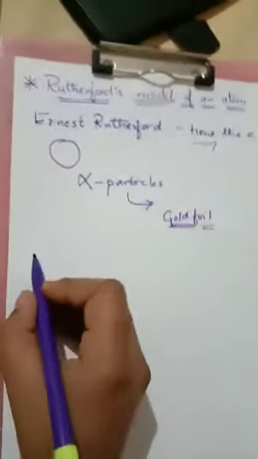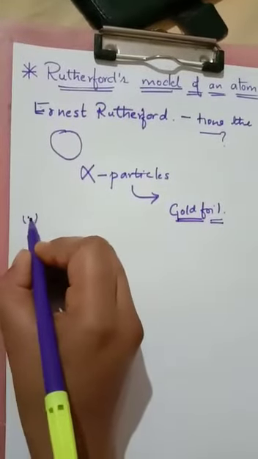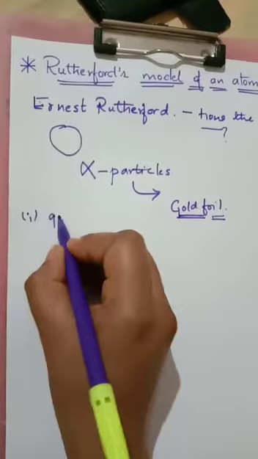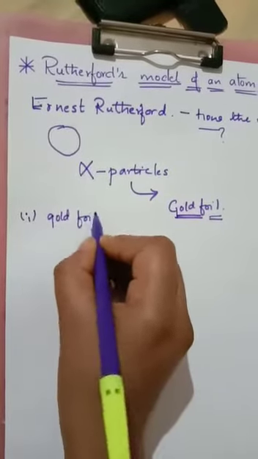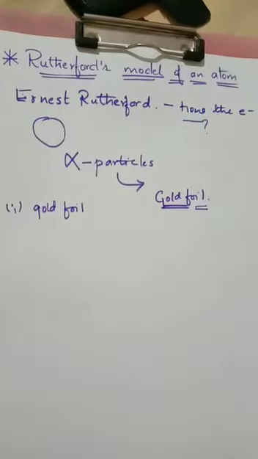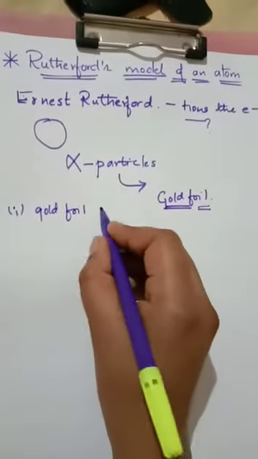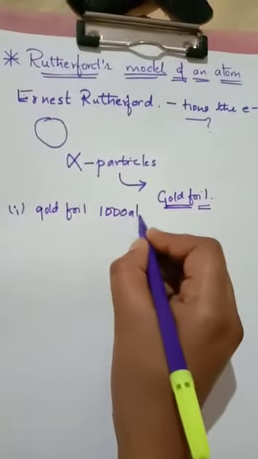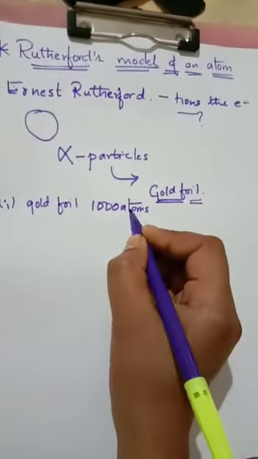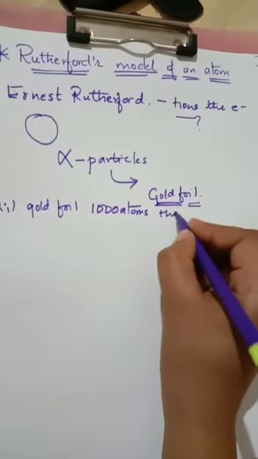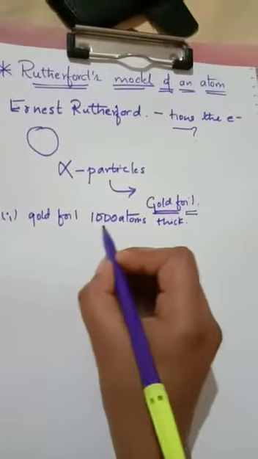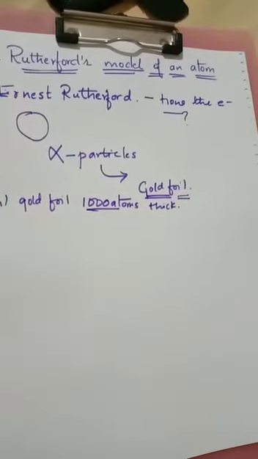Okay, so the first thing is, he took a gold foil because he wanted a thin layer. Okay, and this gold foil was about 1000 atoms thick. So the thickness of this gold foil was approximately 1000 atoms.